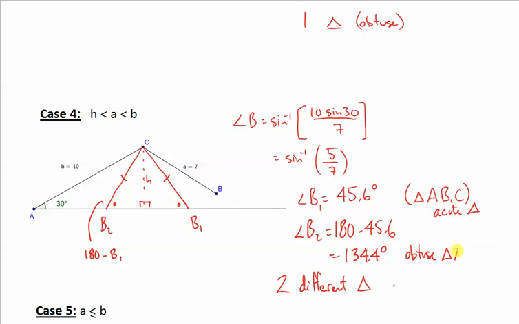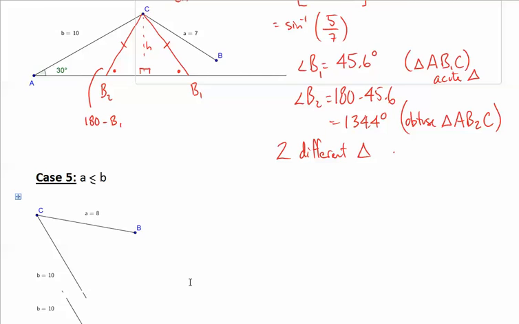I would call that AB2C. And this particular triangle is really the most important one to be aware of in this lesson. This is the ambiguous case that happens, where there are actually 2 different triangles based on the information given. All right, case 5. We're almost there.